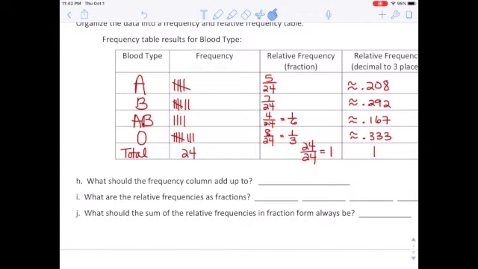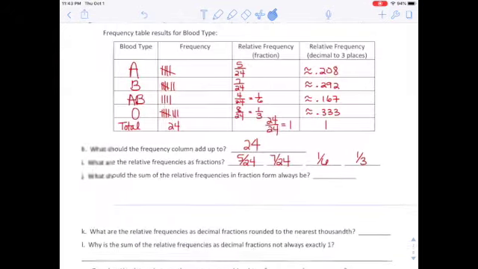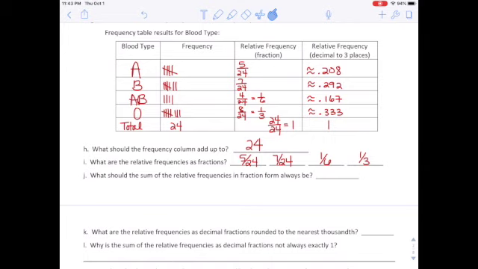So what should the frequency column add up to? 24, because that's counting all of them. What are the relative frequencies as fractions? 5 over 24, 7 over 24, and 1 over 6. Or you can put down 4 over 24, and that's 1 over 6. Or 8 over 24, that's 1/3. And then the next question is, what should the sum of relative frequency in fraction form always be?